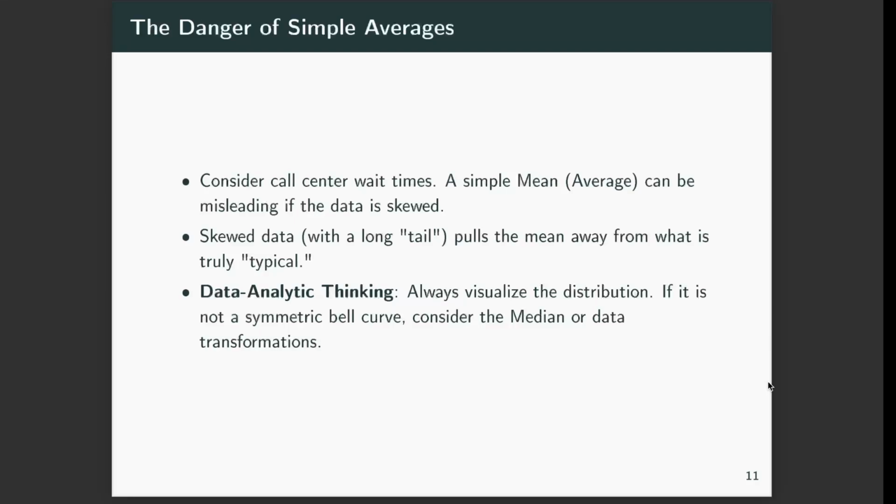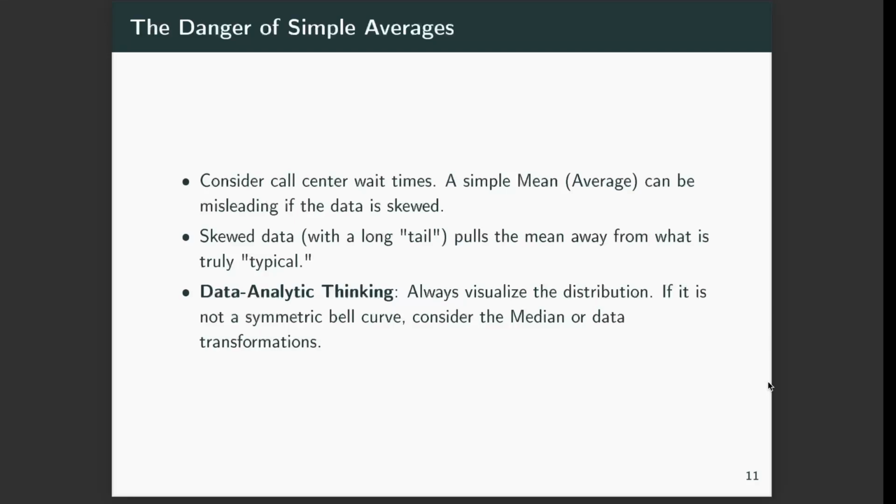You might think, okay, the typical customer waits 4 minutes. Our service level target is 5 minutes, and we are meeting it. But what does the distribution actually look like? If the distribution of wait times is skewed, if it has a long right tail, meaning there are a small number of callers who wait very, very long times, then the mean is being pulled upward by those extreme values.